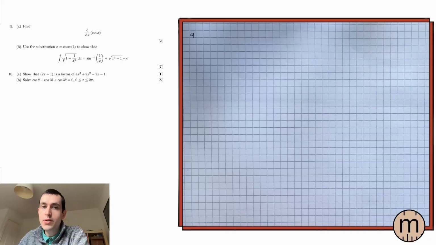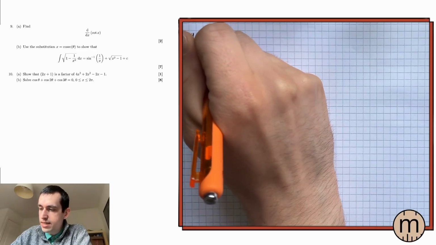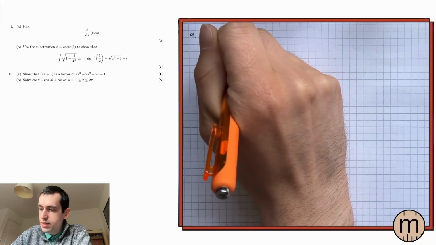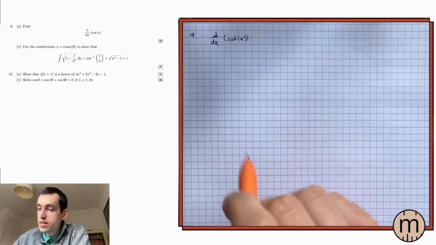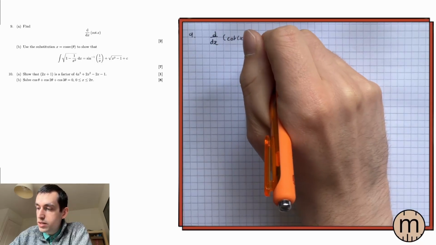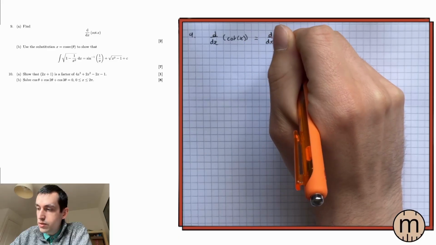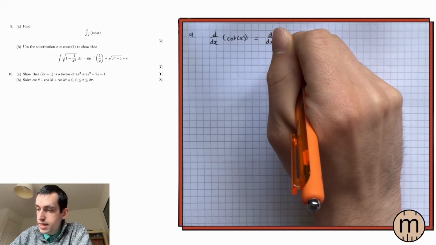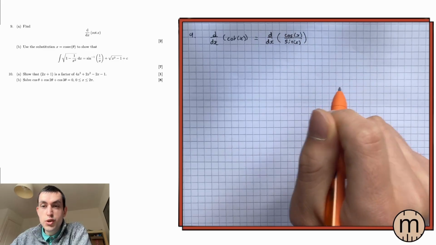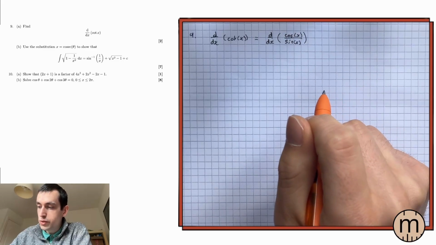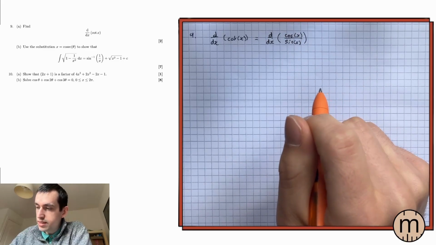On to question 9, where we've got a bit of differentiation and then a bit more integration. Very, very fun. In part A, we're asked to differentiate cot x with respect to x. There's a few ways that you could go about this. I think what I'm going to do is set it up as a fraction, so cos x divided by sine x, and then I'm going to use the quotient rule. So the quotient rule is the one that's given in the formula book, which is nice.